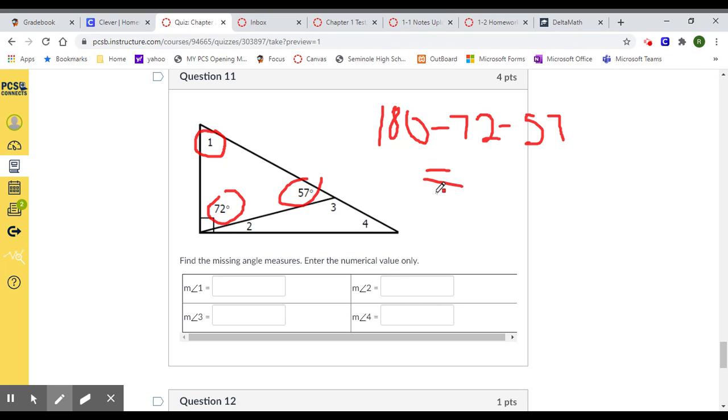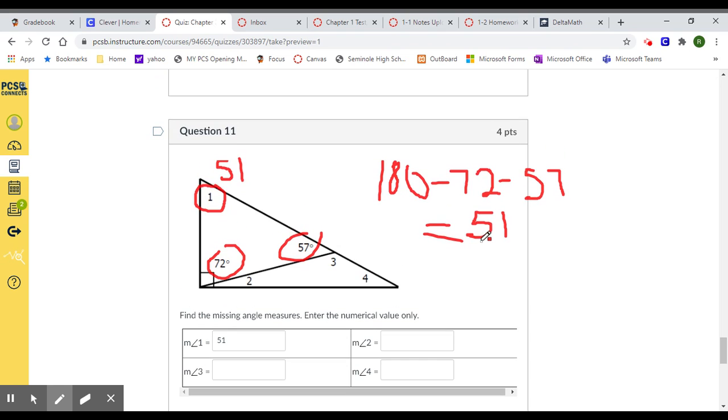And I'm going to see what that gives me. 180 minus 72 minus 57 gives me 51. So angle 1 is 51. So I've got 51 here.